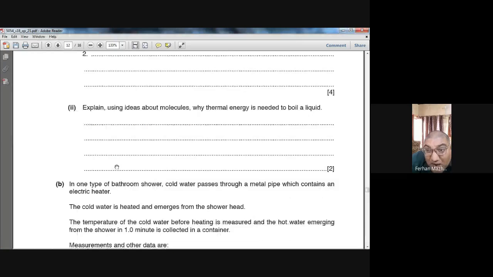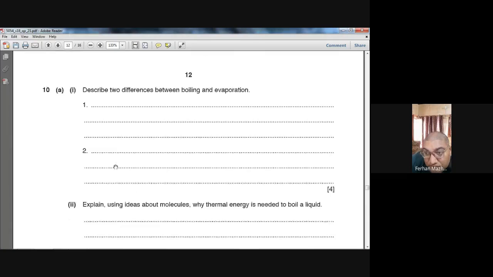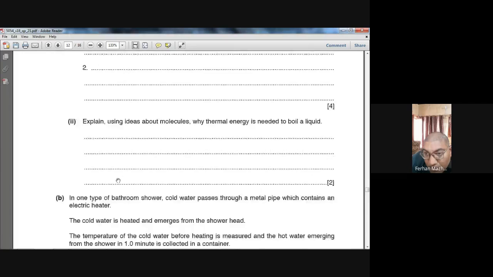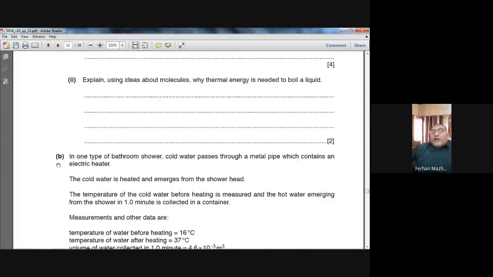That was a 4-mark question. Explain using ideas about molecules why thermal energy is needed to boil a liquid. Why we need thermal energy to boil a liquid?